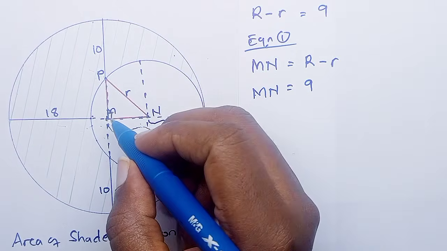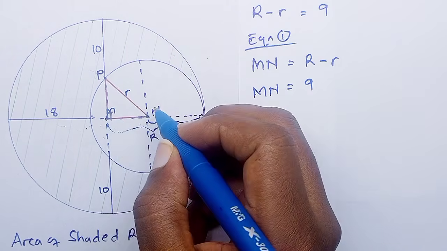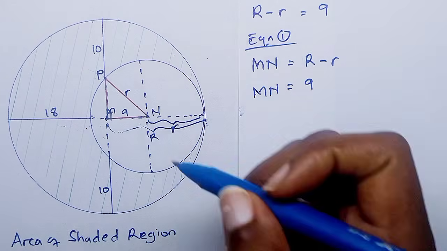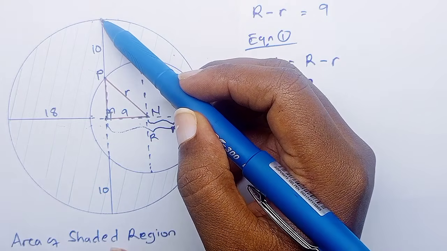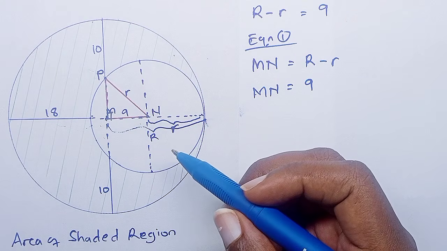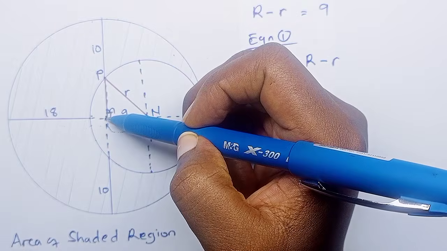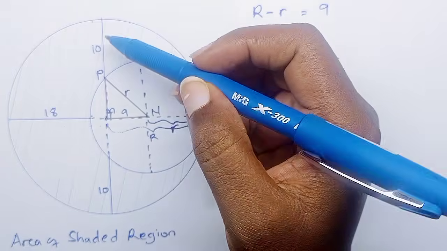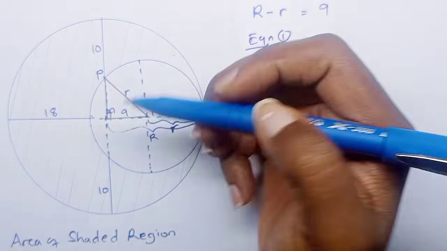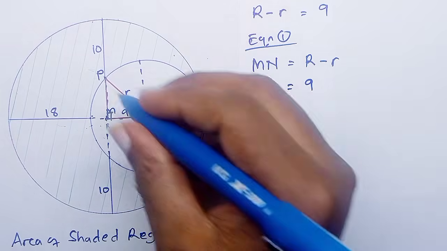We already know that MN, we got MN as 9. So from here to here is 9. And we already know that from this point to the center M is the radius of the big circle. So if from here to here is capital R, and we know that from here to here is 10, that implies that PM will be equal to capital R minus the 10.